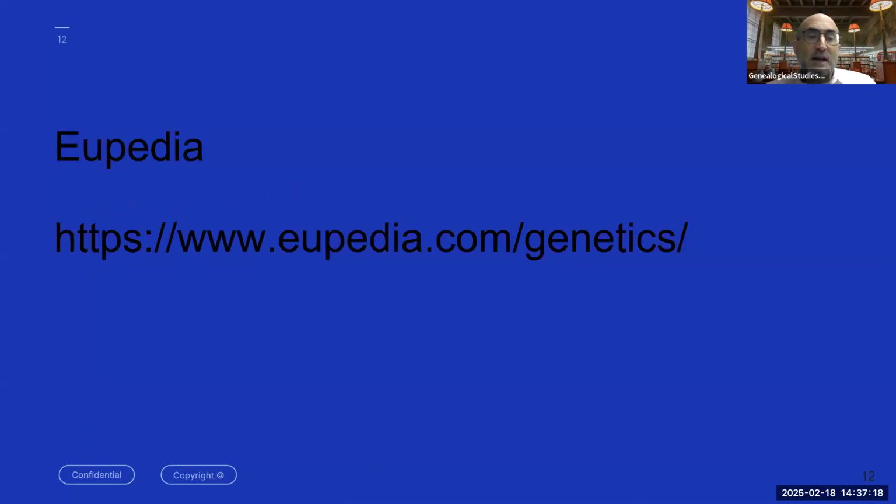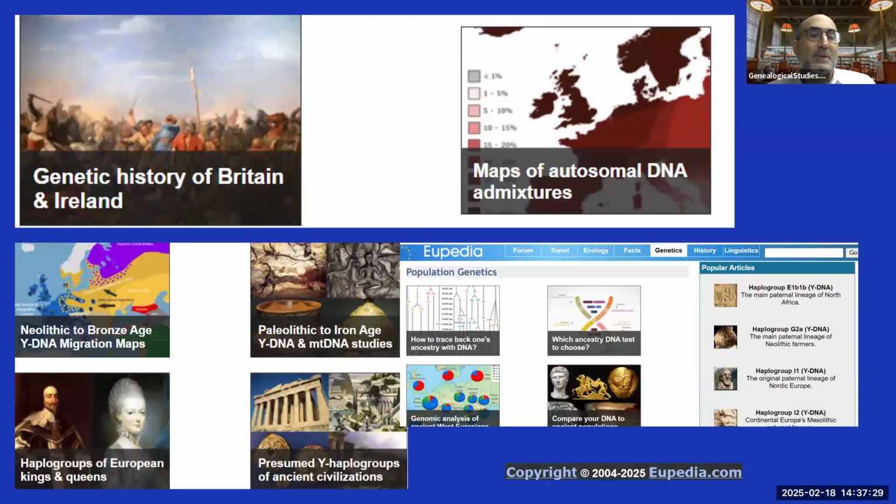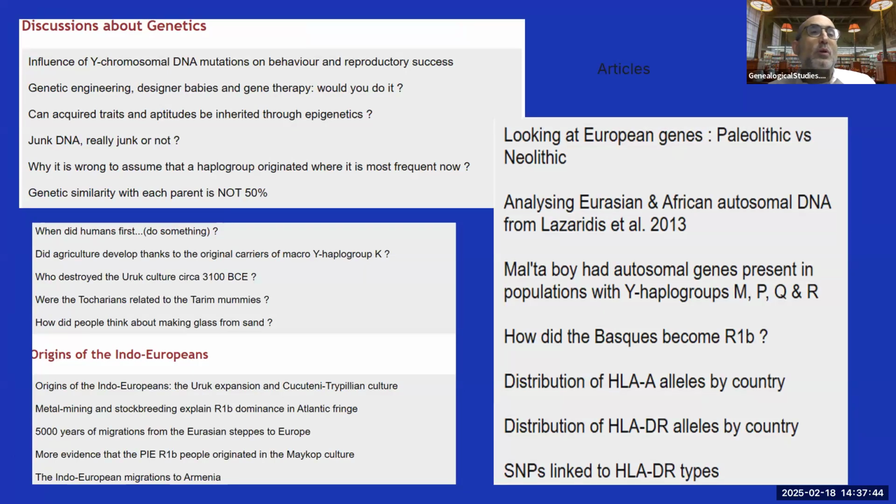Now, another wonderful site to learn about your haplogroups and your DNA, if you have European DNA, is Eupedia. Eupedia has, for example, articles about the genetic history of Britain and Ireland. It's a population genetics site, so it talks about Paleolithic to Iron Age Y DNA and mtDNA studies. They also have wonderful discussion boards about genetics and different things in human history, and wonderful articles about different Y haplogroups and things like that.